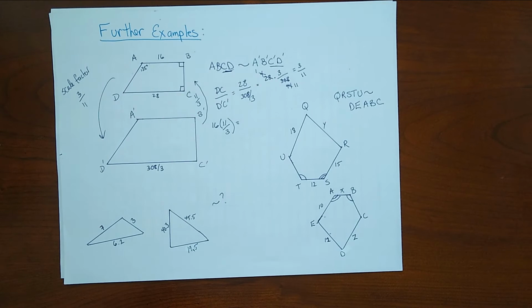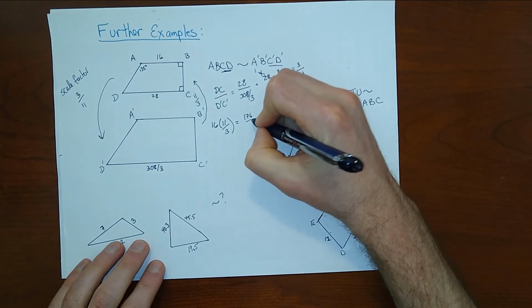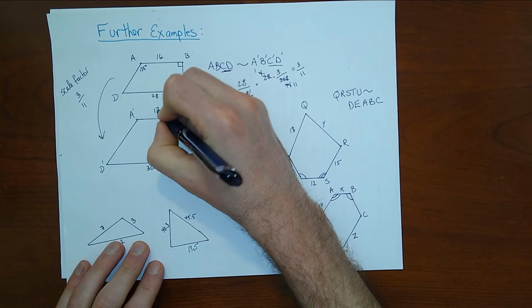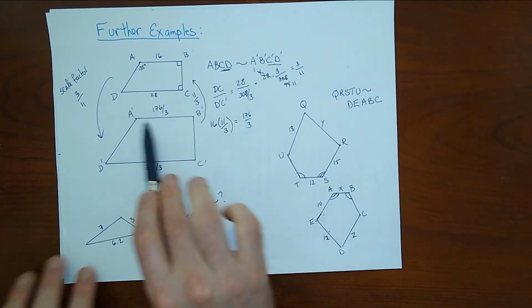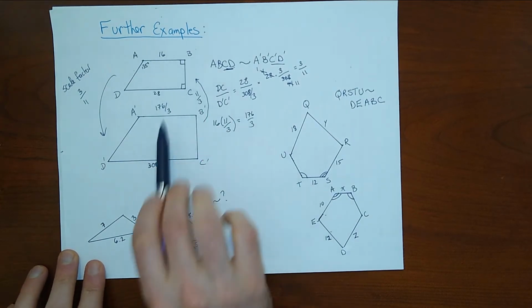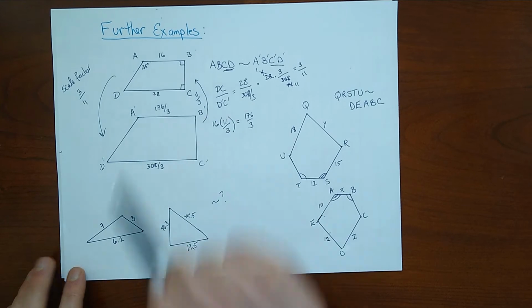So 16 times 11 divided by 3, so I get 176 over 3. Again, which is not a super nice number, but given this scale factor, that's what this side length is going to be, 176 over 3. It's 11/3 as large as this one.